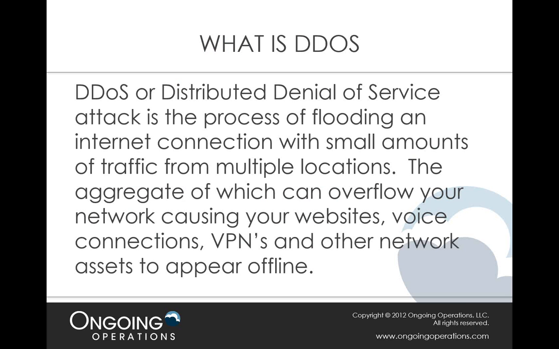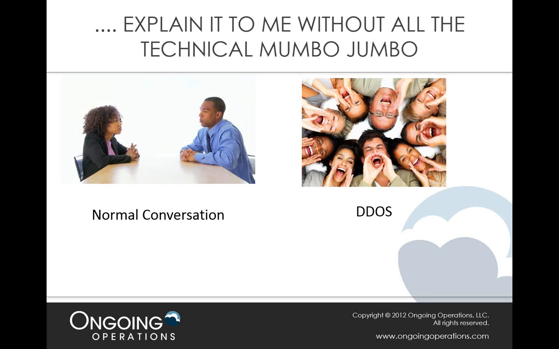DDoS is a distributed denial of service. It's an attack that's based on your internet connection that comes from multiple locations, making it very difficult to defend against. The effects of it are basically an interruption to your internet-facing assets, things like websites, as well as to VPN connections and other core assets on your network.